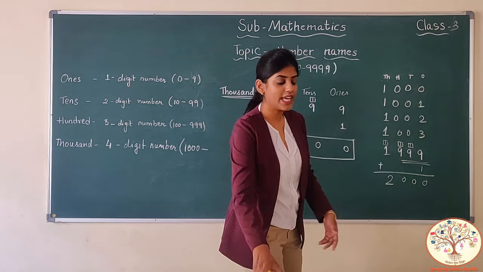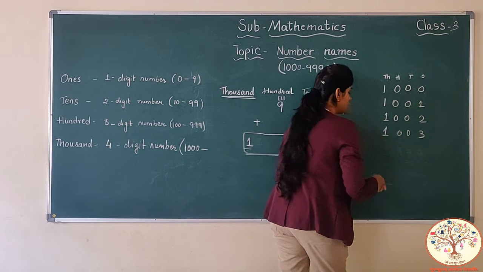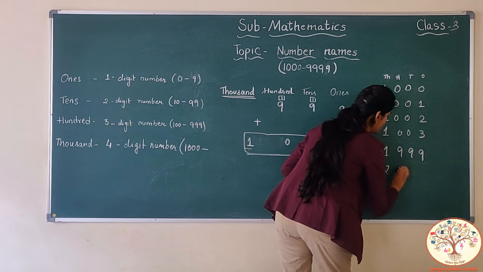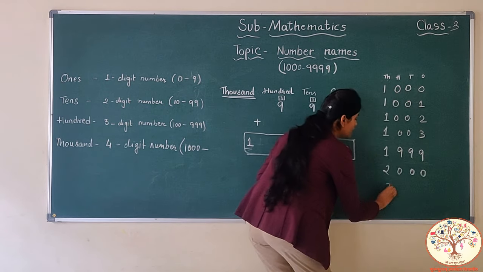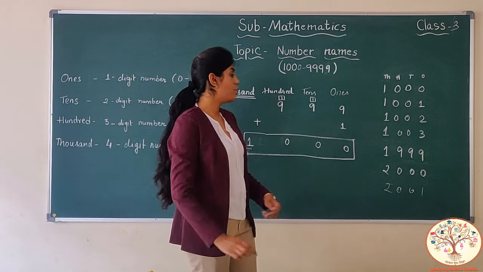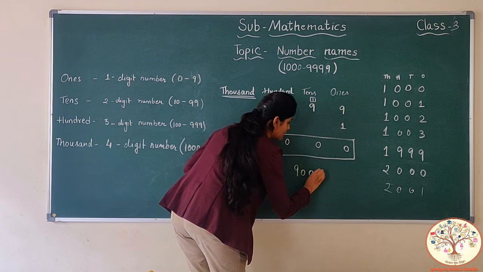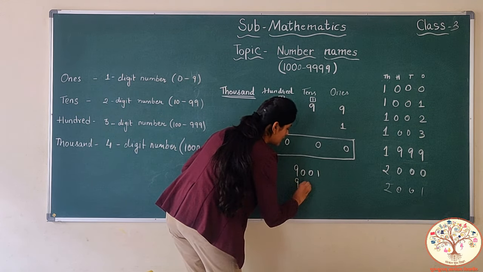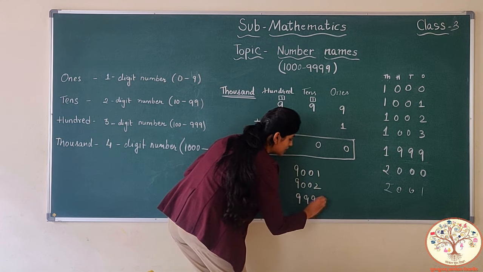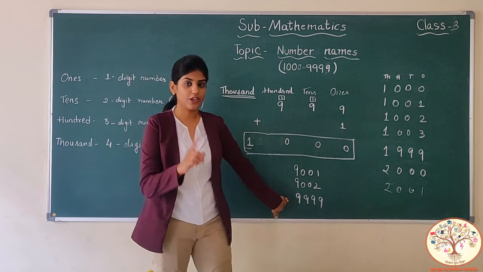2000. So again, the number continues. That is 2000. And again, 2001, 2002, and it goes on till 9001, 9002, and 9999. Got it?